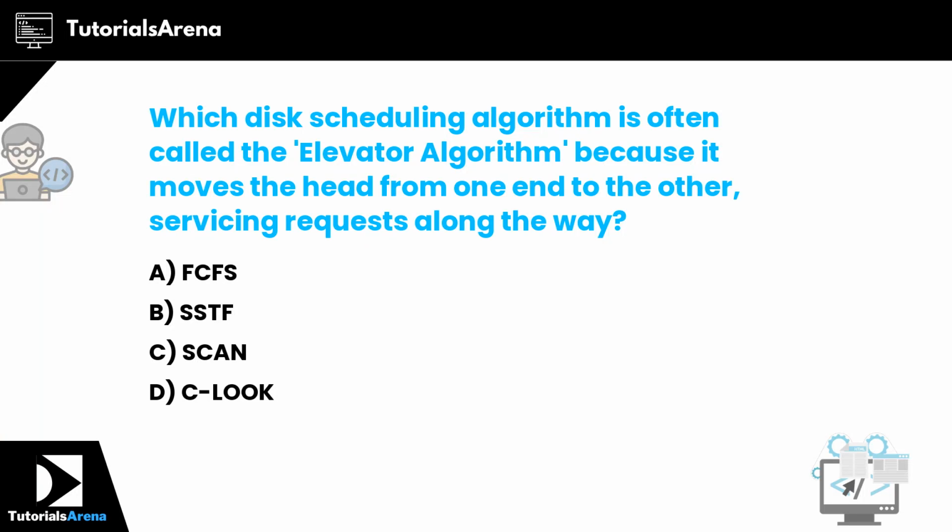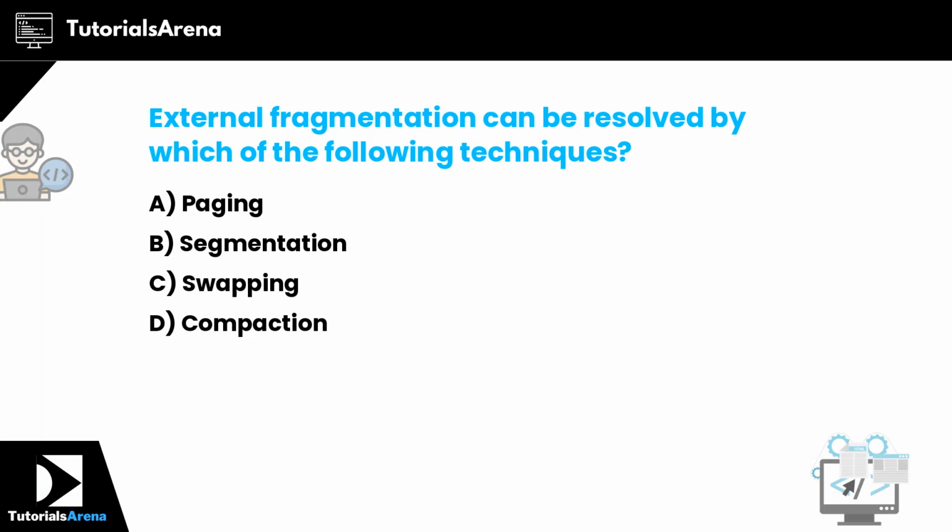Which disk scheduling algorithm is often called the elevator algorithm because it moves the head from one end to the other, servicing requests along the way? The correct answer is option C, SCAN. External fragmentation can be resolved by which of the following techniques? The correct answer is option D, compaction.